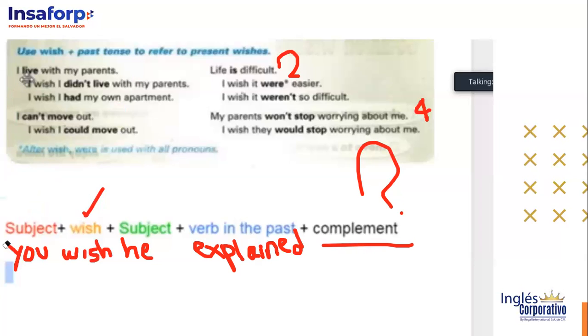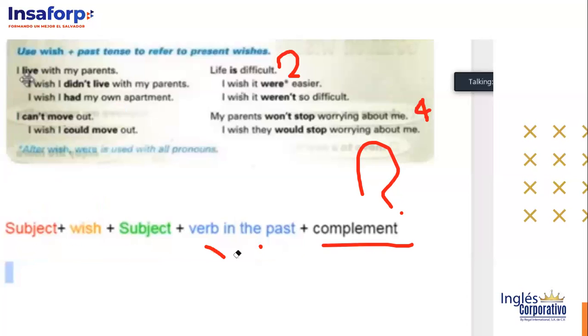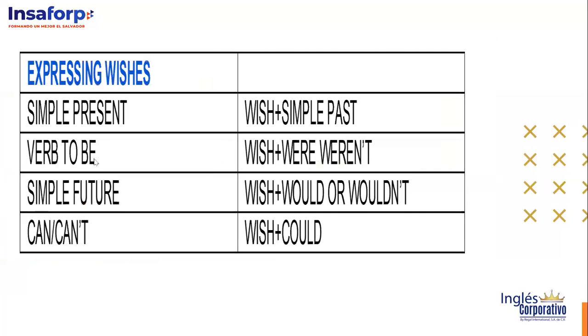Okay. Now, let's move to the picture I sent you on the WhatsApp group. So we said that there is a combination. When you have the simple present, the wish is going to be included with the subject. The subject, plus wish, plus simple past. Is it clear?